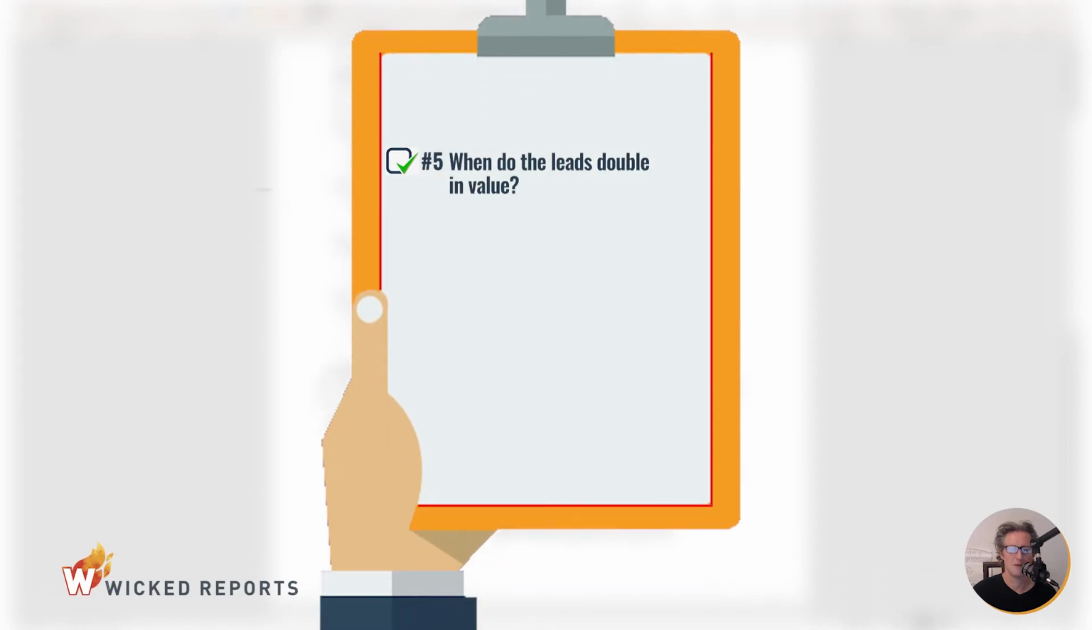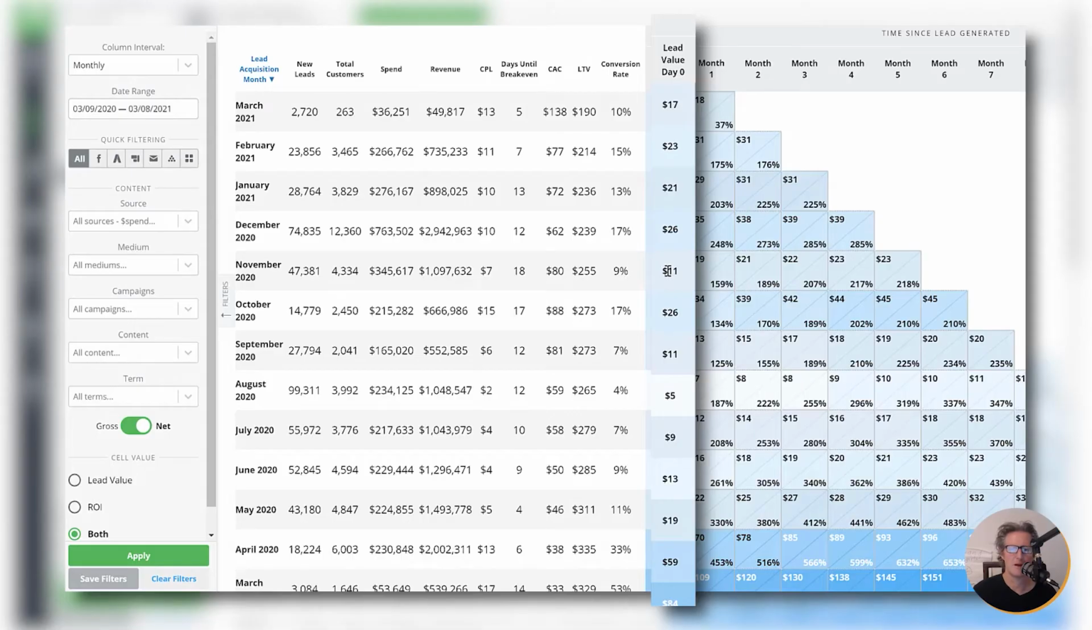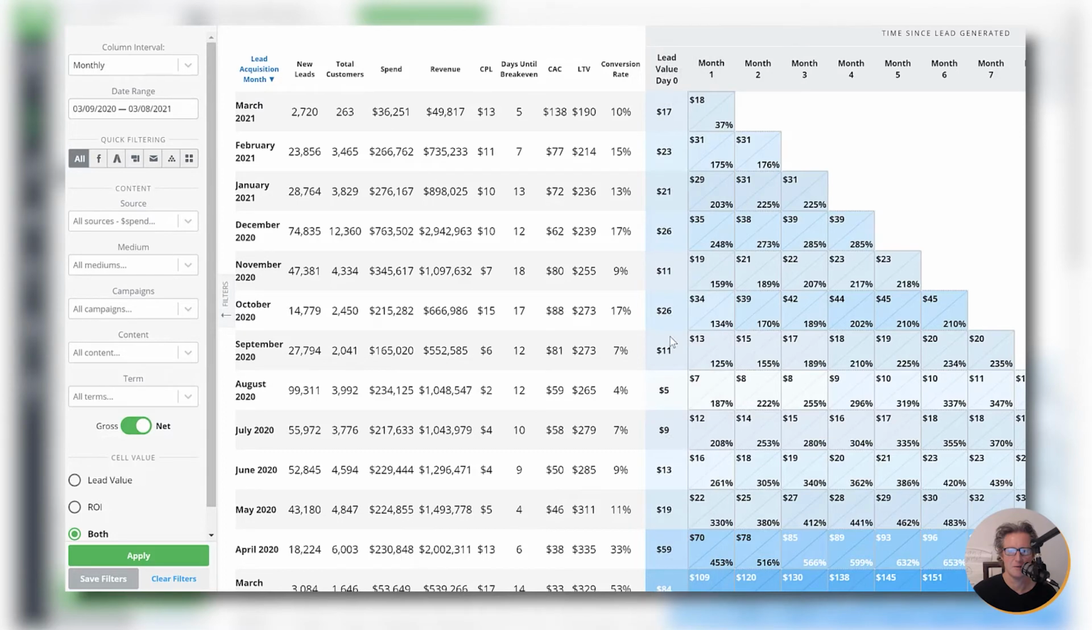When do leads double in value? You scroll up here and you see lead value day 0. And then you look for when the numbers double. So here, 22, third month, doubled. 26 is going to mean 52, never doubled. 11, never doubled. 5, doubled month 5. $9, doubled month 6. 13, doesn't look like it's doubled. And so 11, doubled month 3.